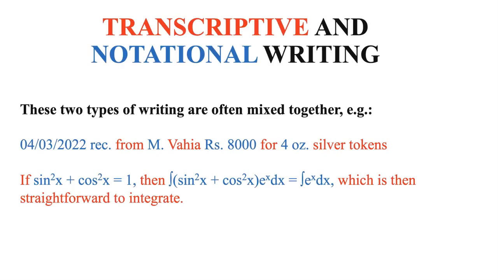So here are some examples in English. So here's a receipt. 040322 received, rec from M. Vahia, there's the abbreviation of his first name, rupees 8,000 for 5 ounces silver tokens. And so you can see the notational parts of that are in blue, and the transcriptive parts are in red. And again, the one underneath: sine squared x plus cosine squared x equals 1, then the integral of sine squared x plus cosine squared x, e to the x dx, equals e to the x dx, which is then straightforward to integrate, okay? And so again, you can see, and this is very typical of math texts and physics texts and so forth, this commingling of the notational writing proper to mathematics and the transcriptive writing proper to the explanation, to making it comprehensible to students.